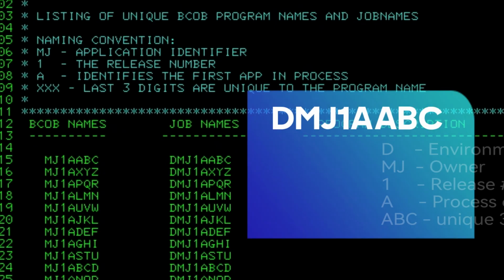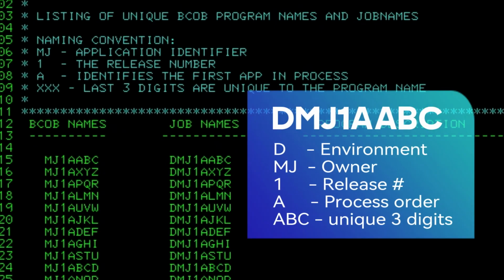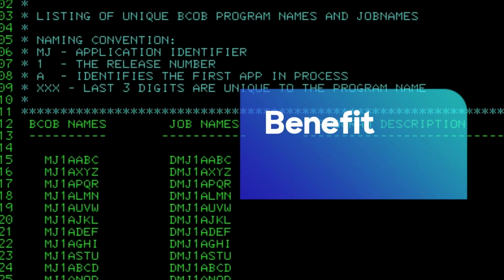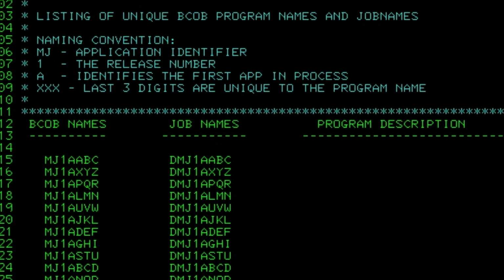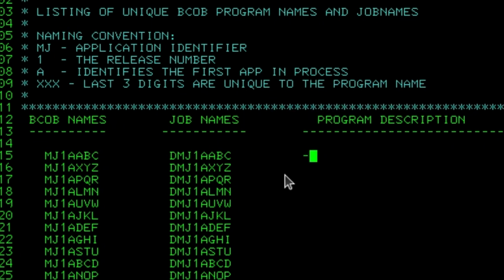And for the job name, we put a prefix at the beginning which identifies the environment. The benefit of doing it this way is that it's scalable, as you can easily expand for future releases, and traceable. When debugging, you know exactly which version is running. So I'm just going to leave myself a little note, then save and exit.